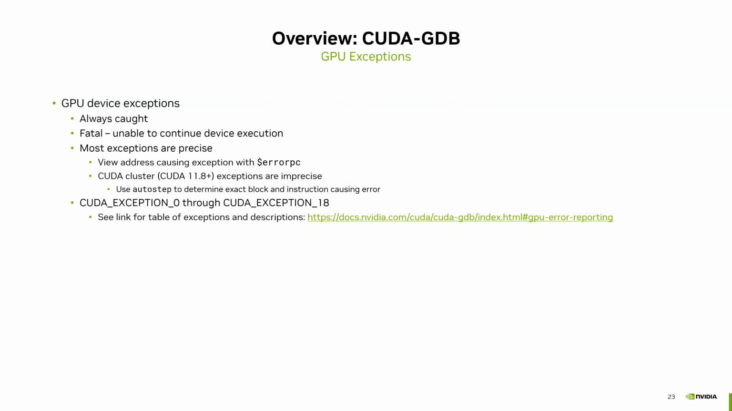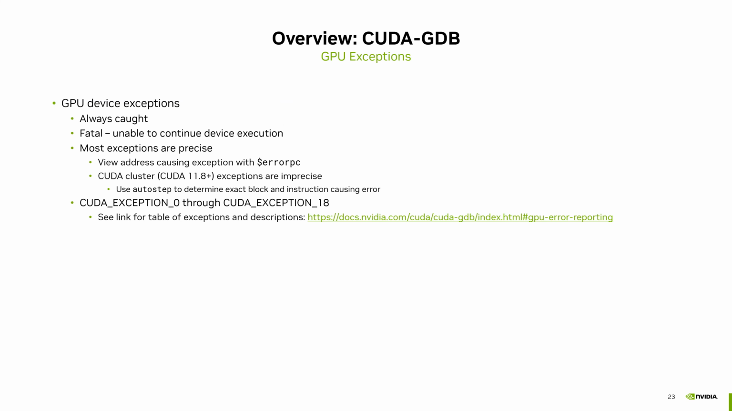GPU exceptions. Device exceptions are always caught. These are traps that happen on the device. They're usually always fatal. What I mean by that is if you encounter one of these that was generated from your application, you can't continue device execution. Most exceptions are precise. If you want to view the address causing the exception, you can use the convenience variable $errorpc.